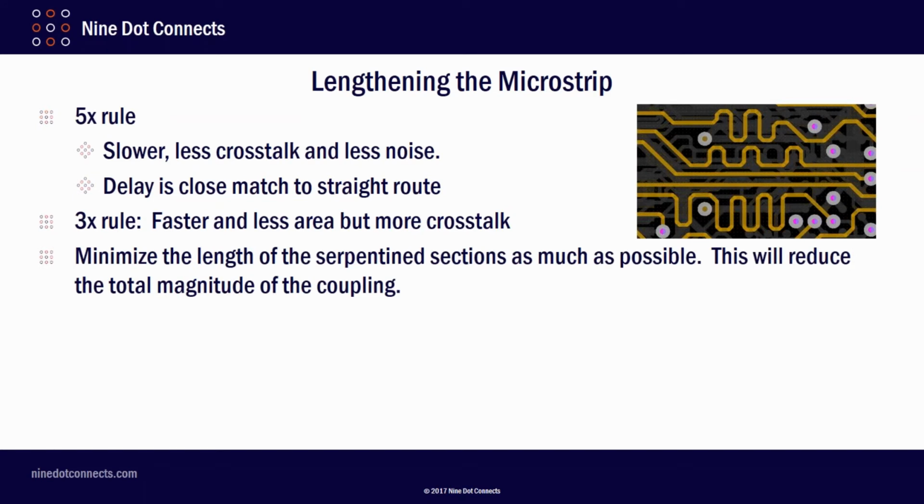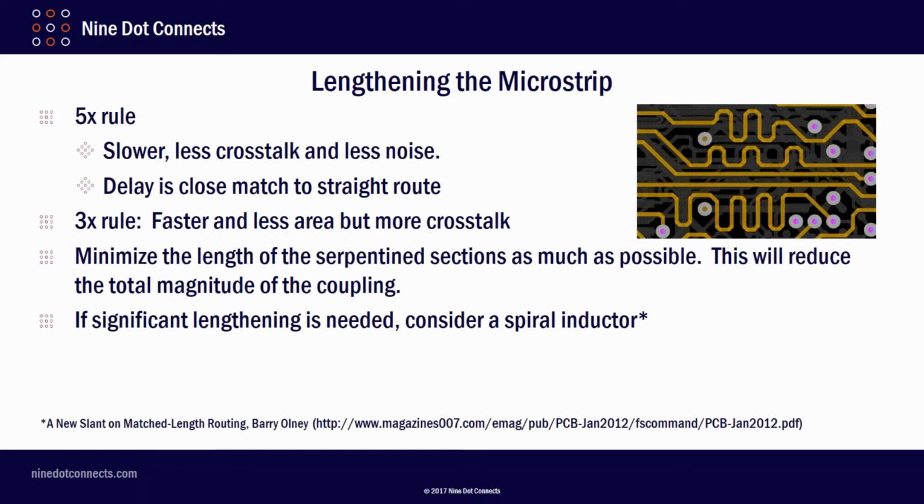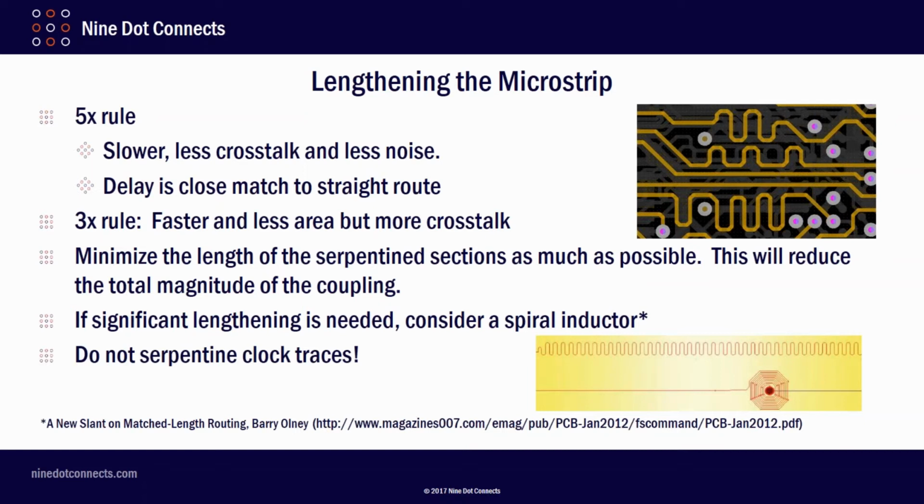Some rules though: you want to minimize the length of the serpentine sections as much as possible. This is going to reduce the total magnitude of the coupling. In other words, what I'm saying is this length here directly influences the amount of coupling and creating crosstalk. If significant lengthening is needed, consider a spiral inductor. There's a neat article written by Barry Olney, and he has shown that one way to deal with this long serpentine is to create a spiral inductor. Whatever you do, don't serpentine clock traces. If you do, make sure you have definitely a 5x rule, if not more.